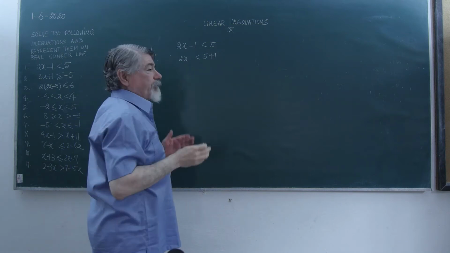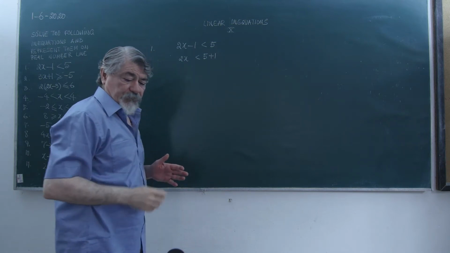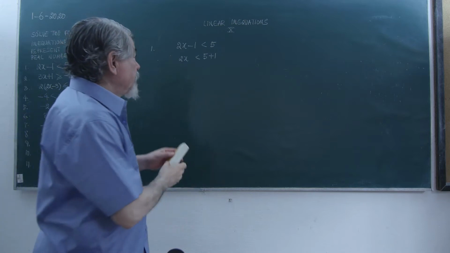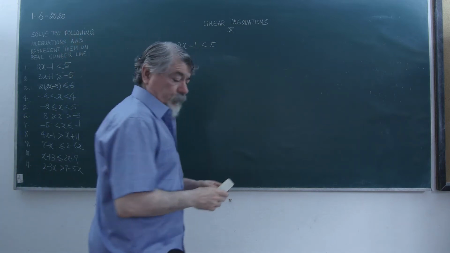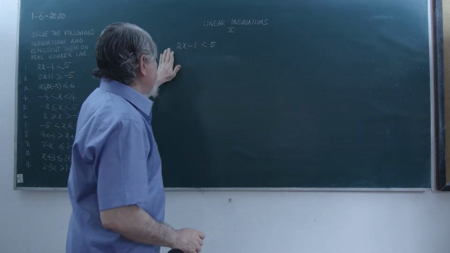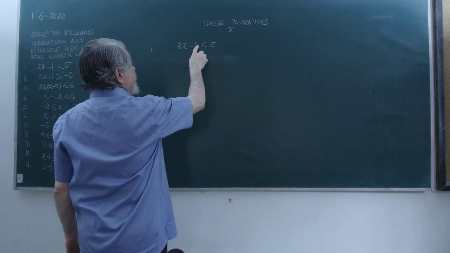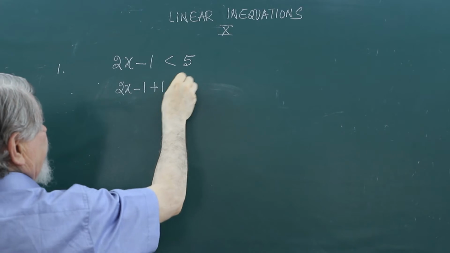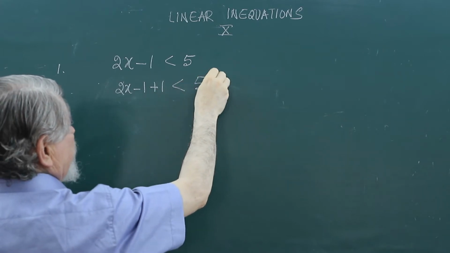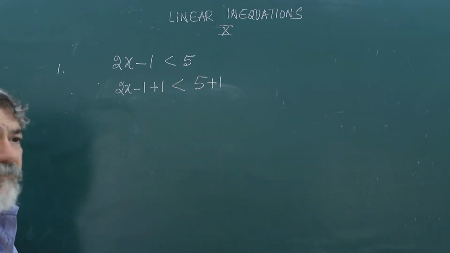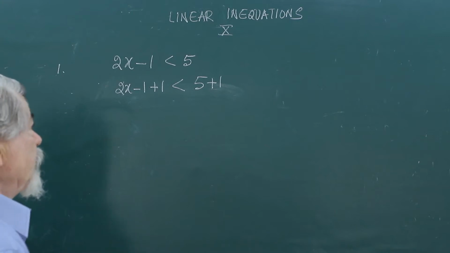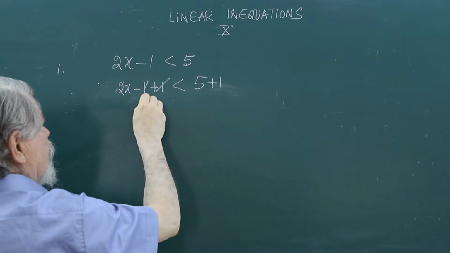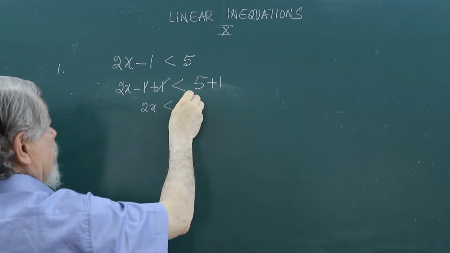They say that when you add the same number on both sides, the inequation does not change. If you want to understand in the beginning, we add plus 1 on both the sides. We are adding the same number on both sides, so it doesn't make any difference to the inequation. This will cancel. 2x will become less than 6.